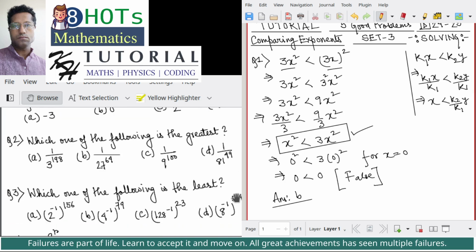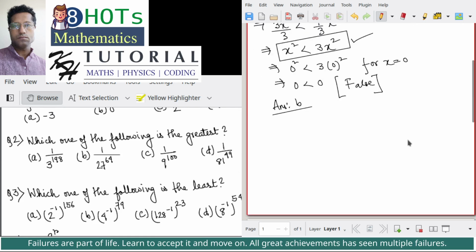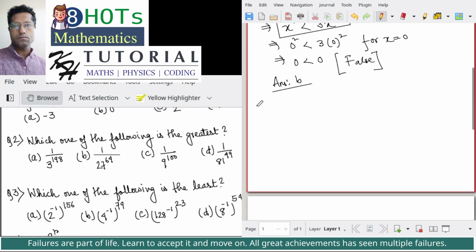Okay, let's do question number 2. Which one of the following is the greatest? As you can see, all the choices are in the form 1 by something, 1 by some exponential term.